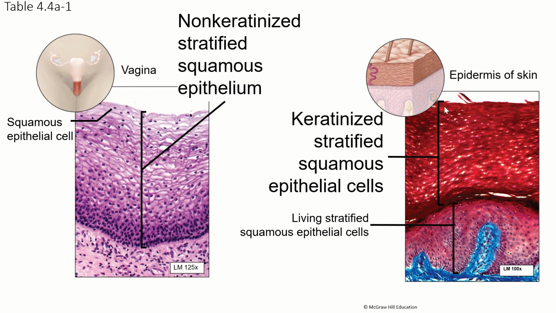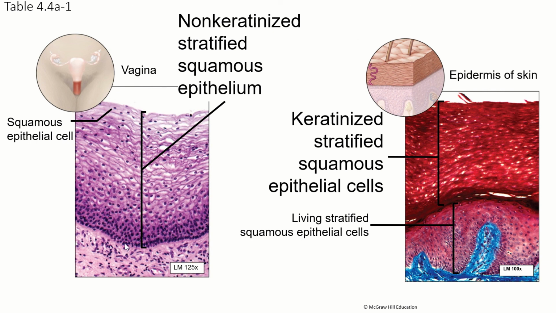and that makes them A, very strong, and B, mostly waterproof. So keratinized stratified squamous epithelial cells look darker on a microscope slide, and they look more solid, okay? When we see non-keratinized stratified squamous epithelium, the cells look more empty, and that's because they're not full of keratin. So this is the wall of the vagina. We see similar tissue in the rectum, in the mouth, and in the esophagus, which is the tube that you swallow food down. We see the same thick layer of stratified squamous epithelium.